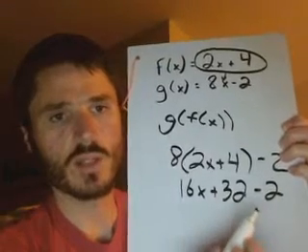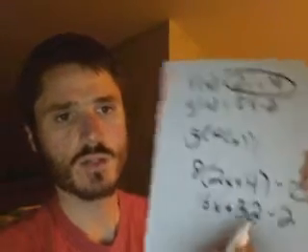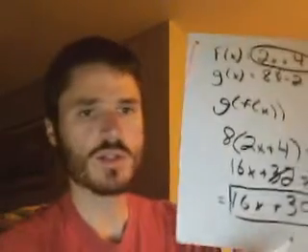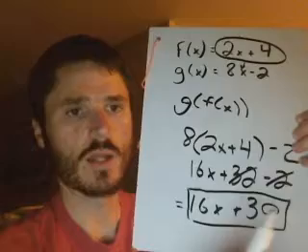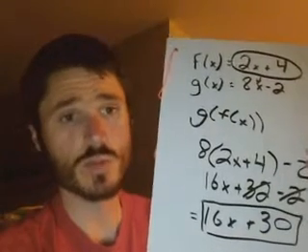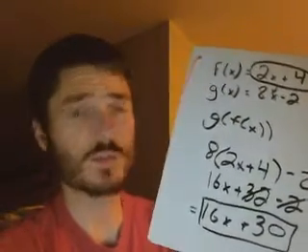These are like terms at the end, so 32 minus 2 is 30. So my answer is 16x plus 30. Okay? And notice this is a different solution than f of g of x, which was just 16x. Okay? So we got different things. We're going to do a couple more exercises, and then we're going to turn you guys loose on the homework.